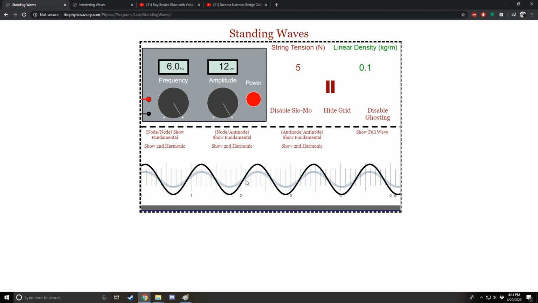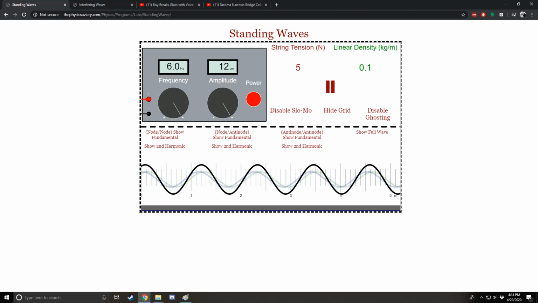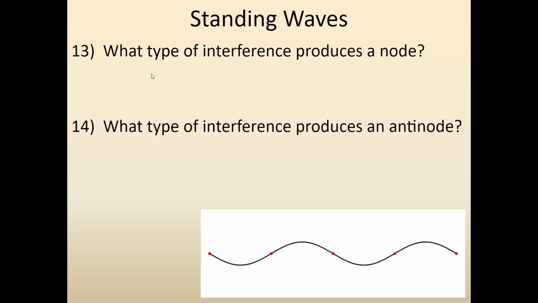Where is it? Crest, trough, always canceling out. So this would be destructive interference. So the node is being created by destructive interference. Antinodes are being created by constructive interference.